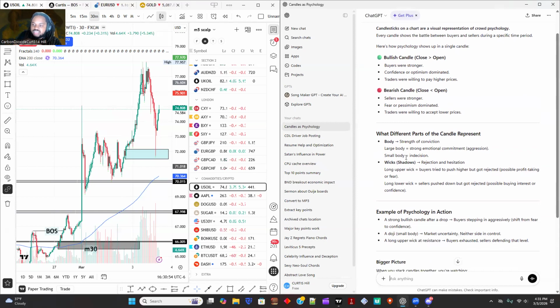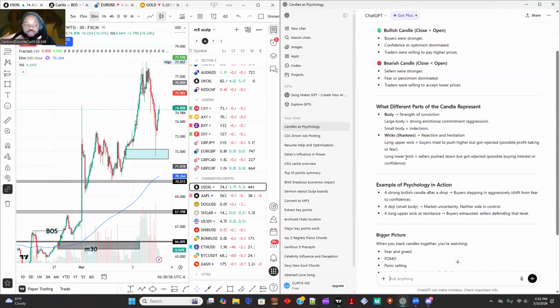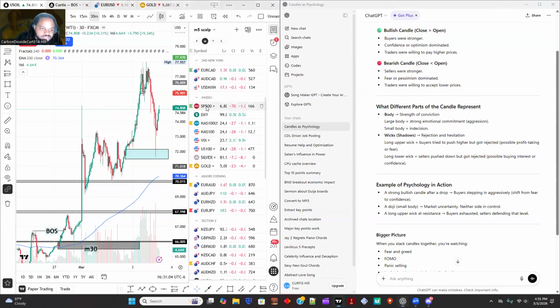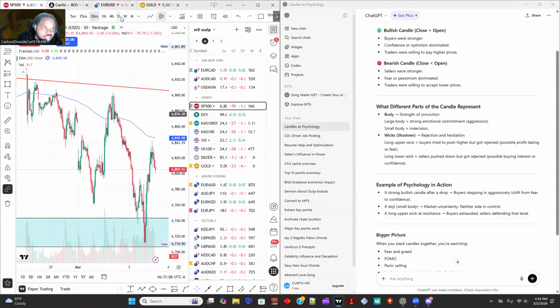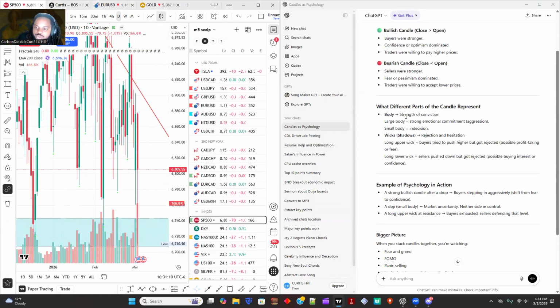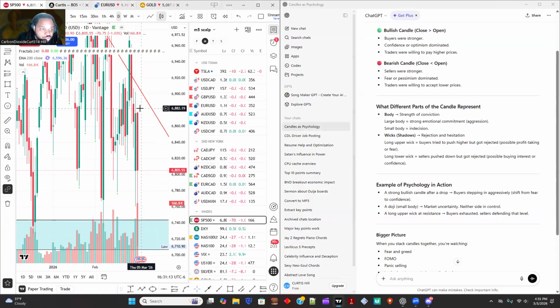What do different parts of the candles represent? The body is the strength, right? This is all simple stuff. So the body of the candle is strength. Let me go back to SP real quick, SP to the daily. So right here it says body is the strength of conviction. So look at the strength of conviction of the daily candle today.